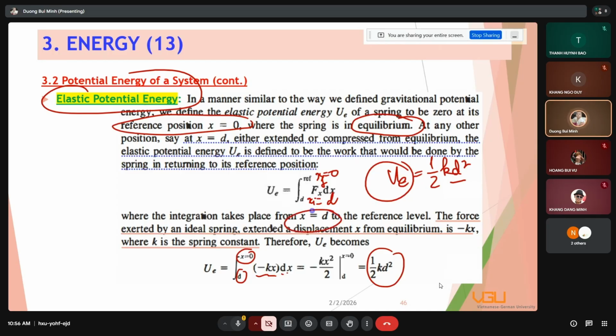This d equals x. What's the x? X is the compressed distance or the extended distance. It depends on compression or stretching respectively.